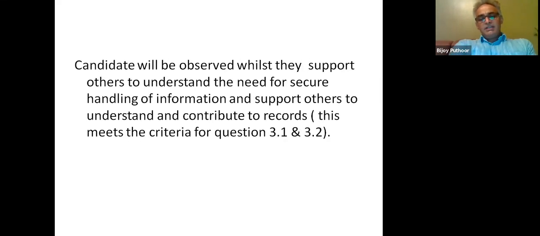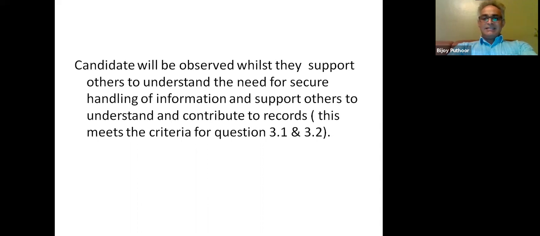Candidate, the next question says that the candidate will be observed whilst they support others to understand the need for secure handling of information and support others to understand and contribute to records. You can leave that with me, and we will come and make sure that we observe you at least once to make sure that you're supporting others, and you're explaining to others how you're going to keep the information secure.